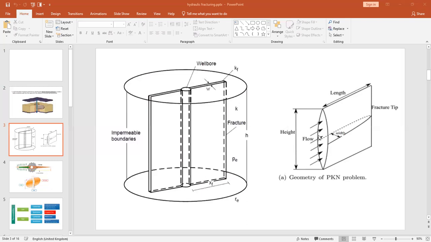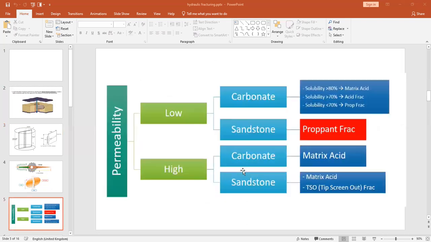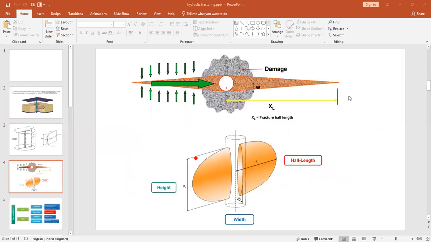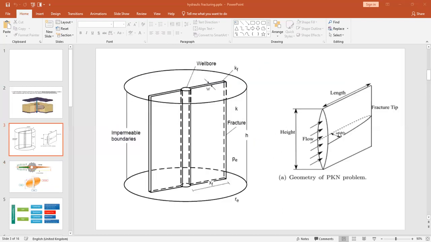We have the fracture half length, which is the distance from the borehole to the end of the fracture. If you look at this, this is what we call the fracture half length. The distance from the center of the borehole to where the fracture ends. That's where we have the fracture half length. Then we have the width of the fracture, and then we also have the height of the fracture.